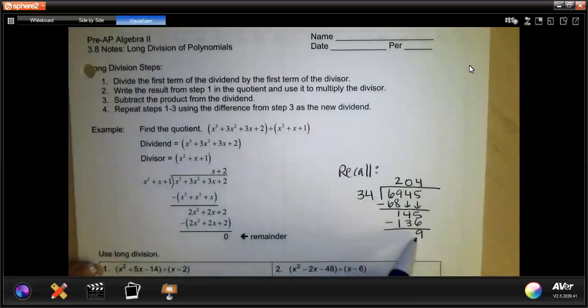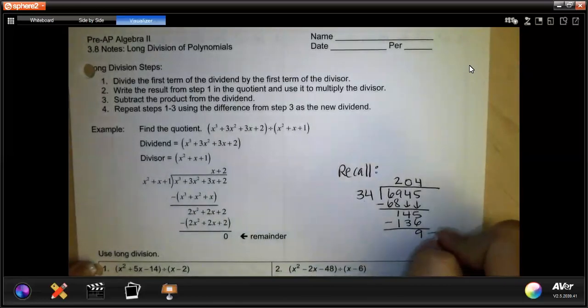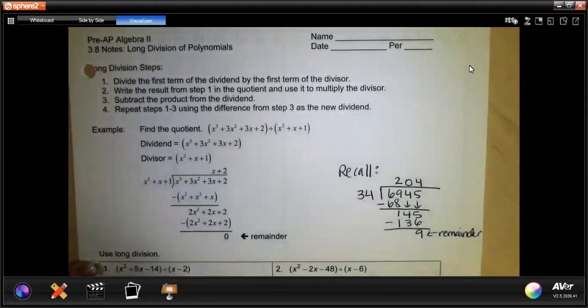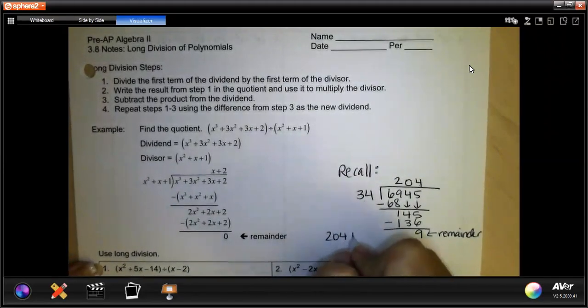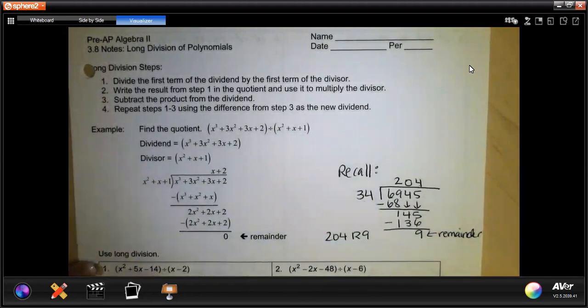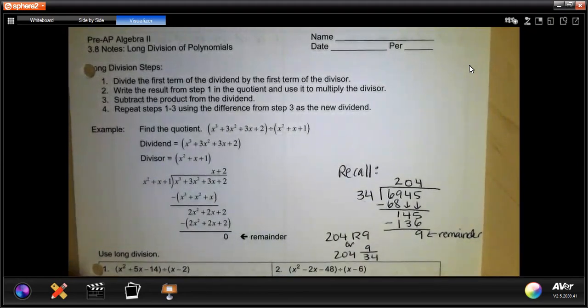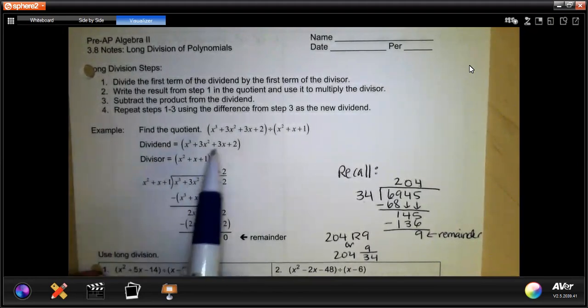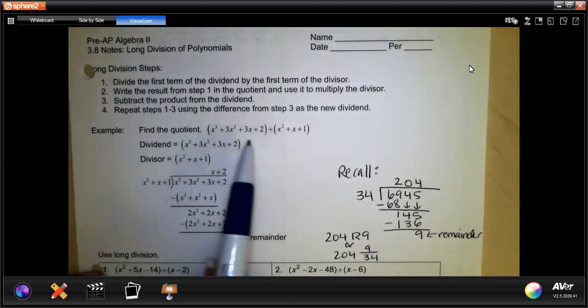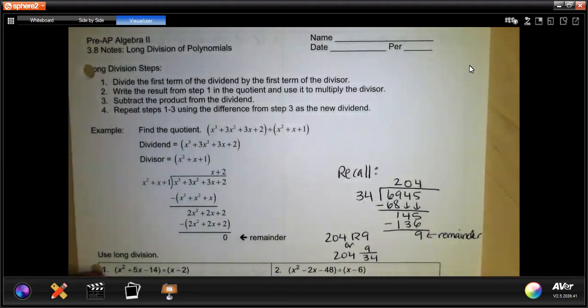Now 34 does not go into 9, so this would be considered the remainder. And so you either wrote 204 with a remainder of 9, or you wrote 204 and 9 over 34. And so that was your answer when you did long division in 4th grade. Now we're going to change that up and divide polynomials with variables, but the process is exactly the same as what we just did.